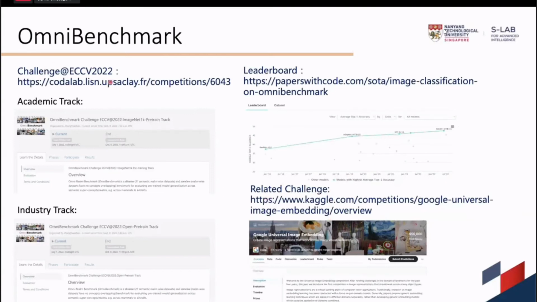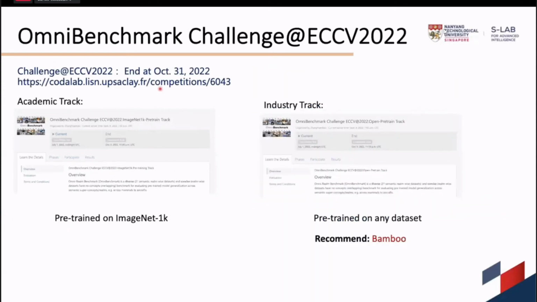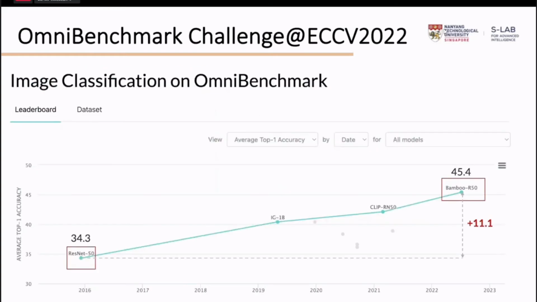Okay, let's briefly introduce the challenge of ECCV 2022. The OmniBenchmark challenge at ECCV 2022 has two tracks, the academic track and the industry track. The academic track requires the pre-trained model to be pre-trained only on ImageNet 1K. In the industry track, your pre-trained model can be pre-trained on any dataset. Here, we recommend you use our Bamboo dataset for pre-training. From the OmniBenchmark, we can show the superiority of Bamboo. It outperforms the ResNet-50 model pre-trained on ImageNet 1K by 11.1%.